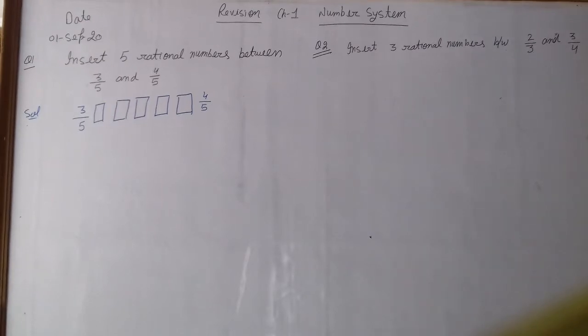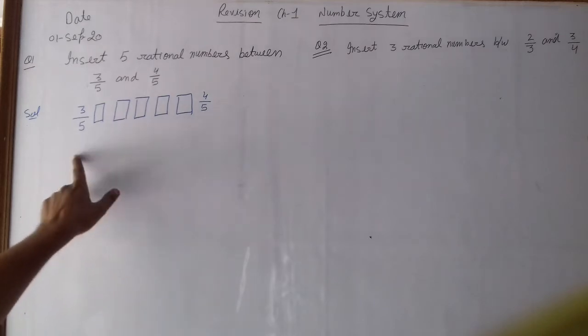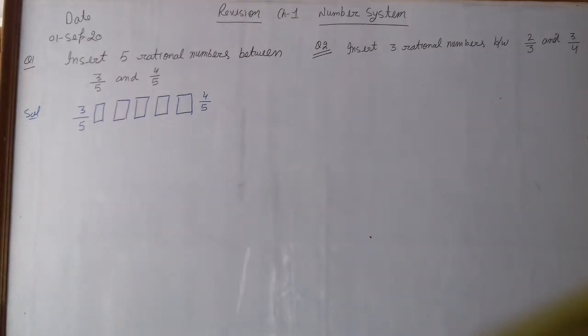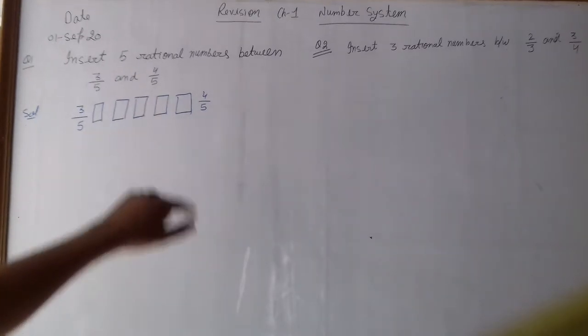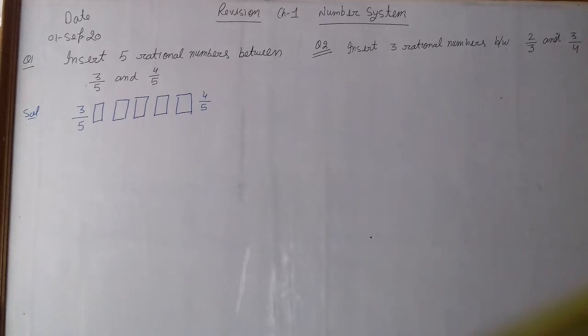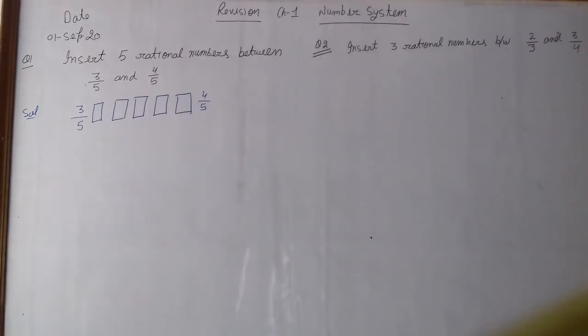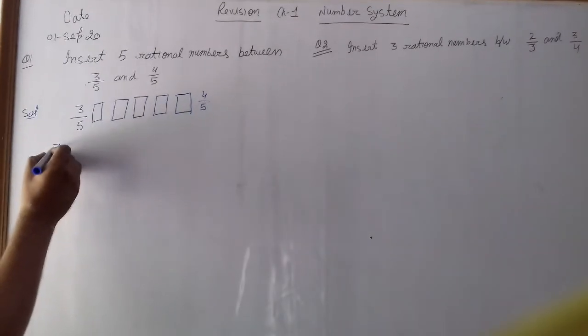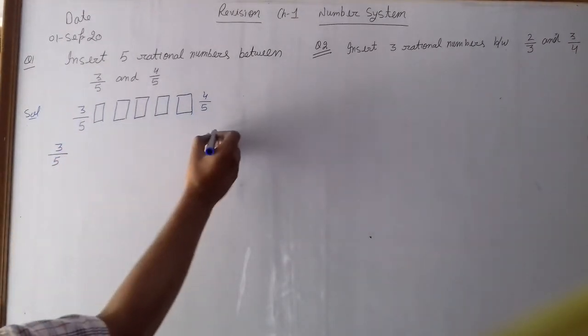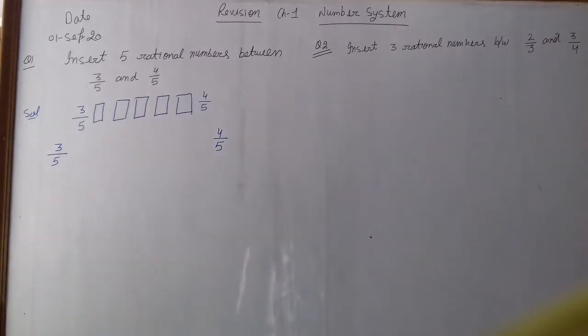Before inserting the numbers, we have to check whether the denominators of the two given numbers are the same or not. If the denominator is not the same, then we have to equalize the denominators by cross multiplying the denominators. Here the denominator is 5 and here also 5. The denominator is the same, so no need to do any work. So 3 upon 5 write it here and 4 upon 5 write it here.